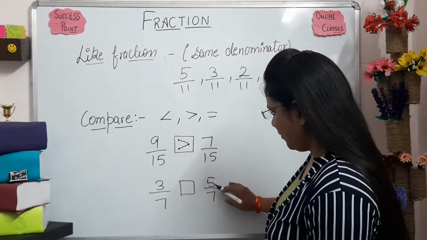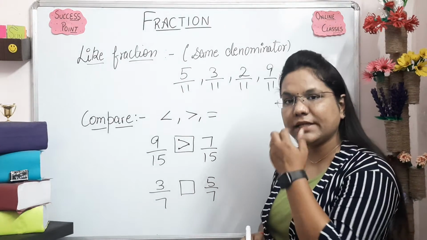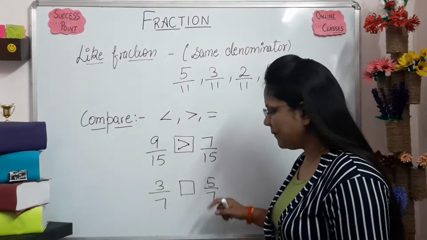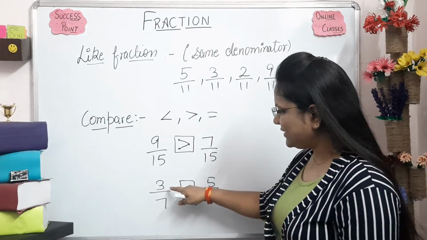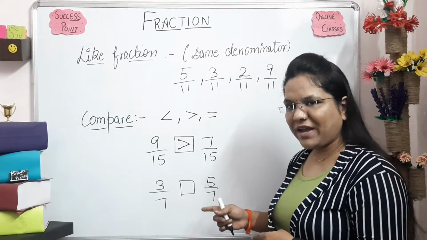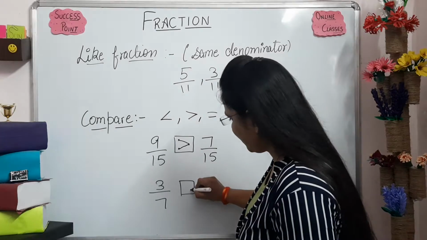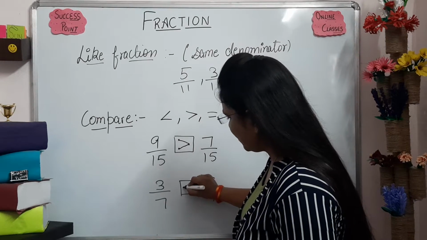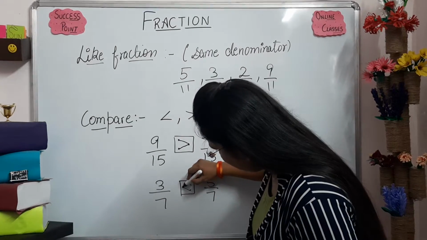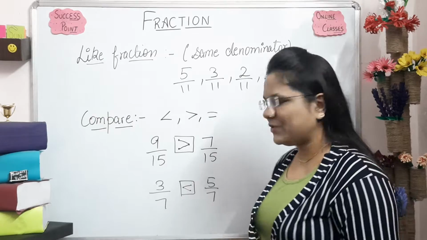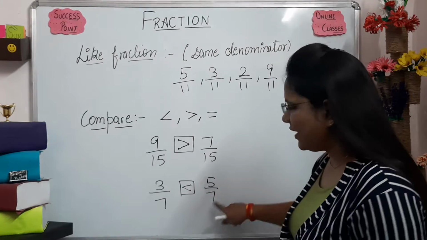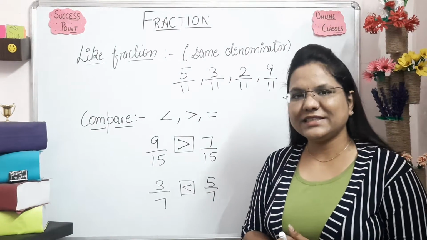Okay, let's check the second one. 3 by 7, 5 by 7. Now which number is greater? Step number 1, check the denominators. Denominators are same? Yes. Now we can easily compare 3 and 5. Which number is greater? 5. So for 5 we will give 2 dots, for 3 we will give 1 dot, and then we will join them. So we will get the bigger number. Which is the greater number? 5 by 7.